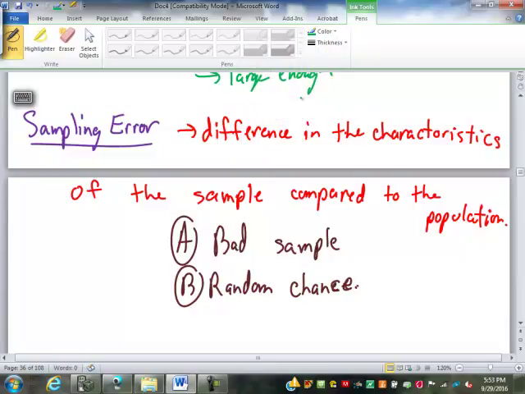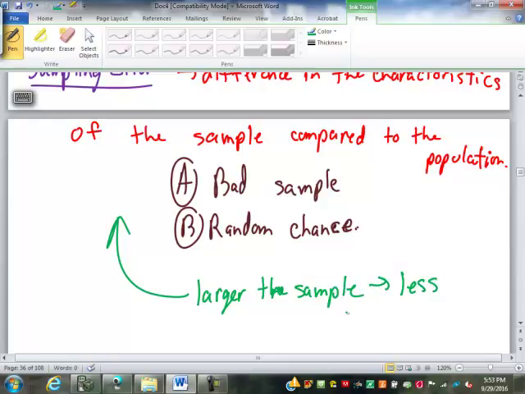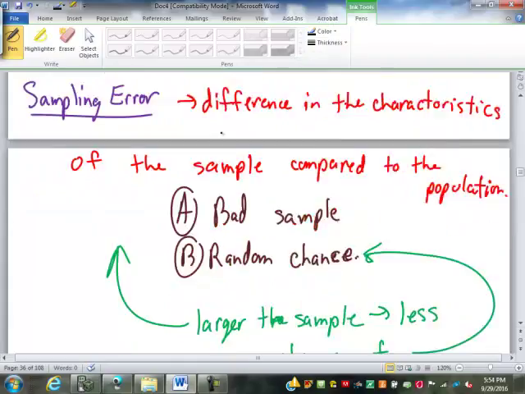But this ties back into our size. The larger the sample, the less chance there is of having a sample that's off just by random chance. So we have to have proper size.